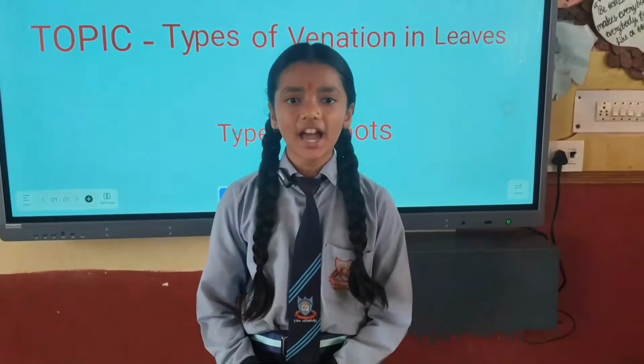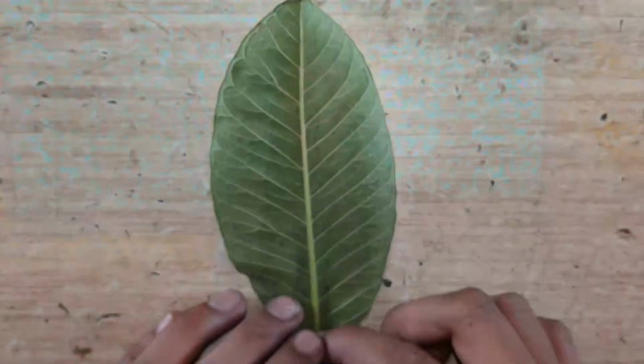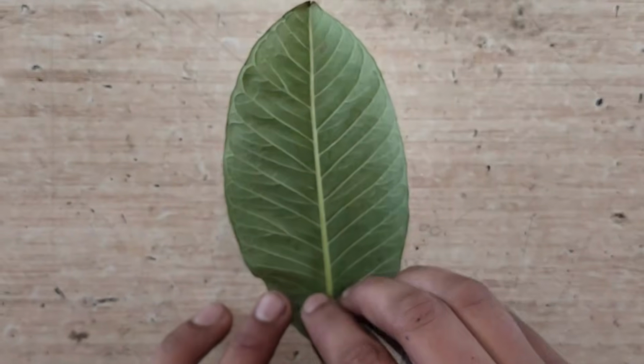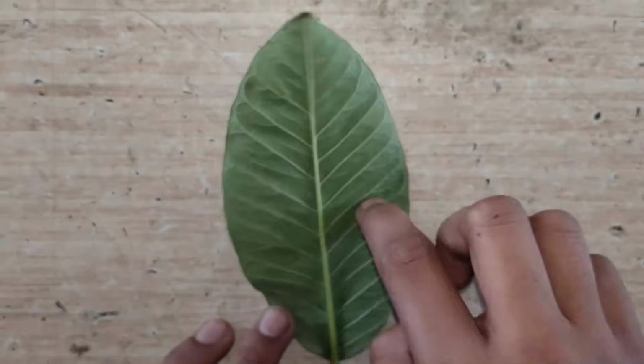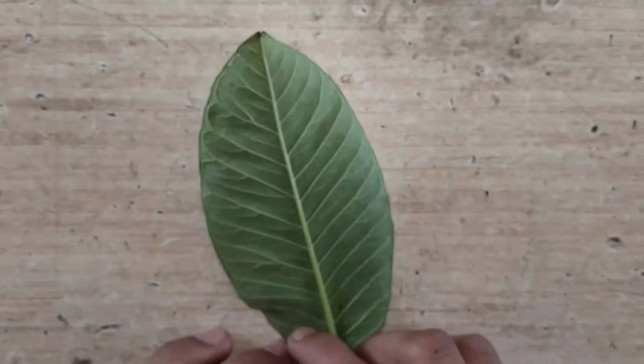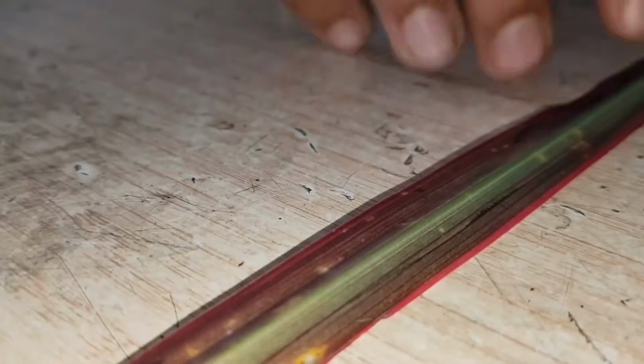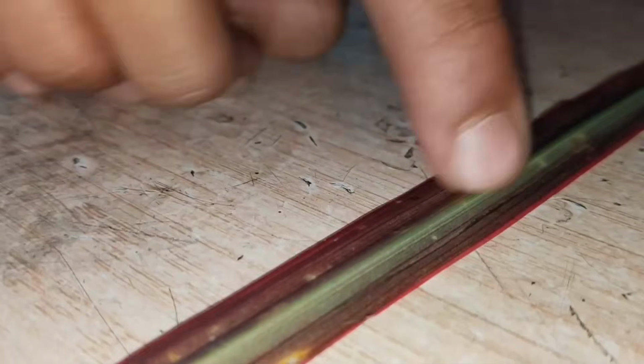Venation in leaves is of two types, parallel venation and reticulate venation. In this leaf, we can observe that on both sides of the midrib the veins form a net-like pattern which is called reticulate venation. Now we will talk about another kind of leaf. In this leaf, we can observe that veins are parallel to the midrib, which is called parallel venation.